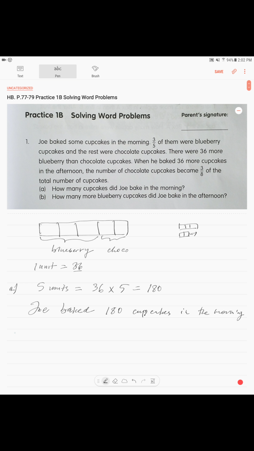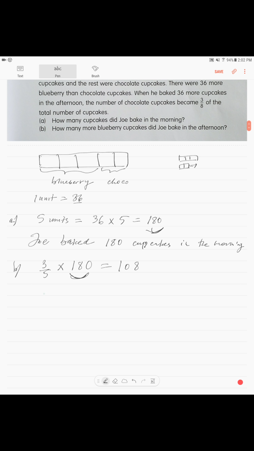Okay, now let's think about the B. They tell us that 3/5 of the total cupcakes, which is 180, we just calculated this number, 3/5 were the blueberry in the morning, 108. So this is what we write. Blueberry cupcakes in the morning. 108 cupcakes were baked in the morning.